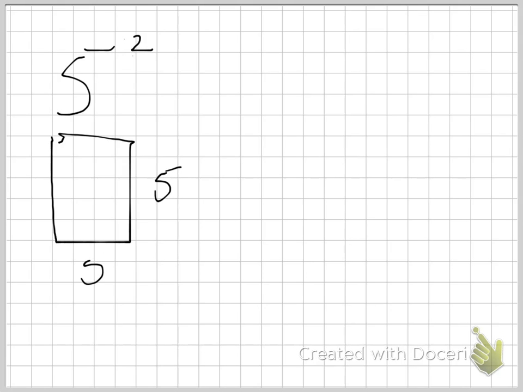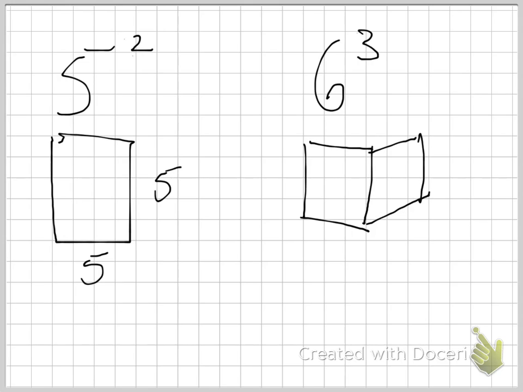Which is why you'll often hear 5 to the second power referred to as 5 squared, because you're squaring it. You're making it into a square with 5 and 5. And when you see to the third power, you'll often hear it as cubed, because you're making that number into, basically, a cube. 6 by 6 by 6.